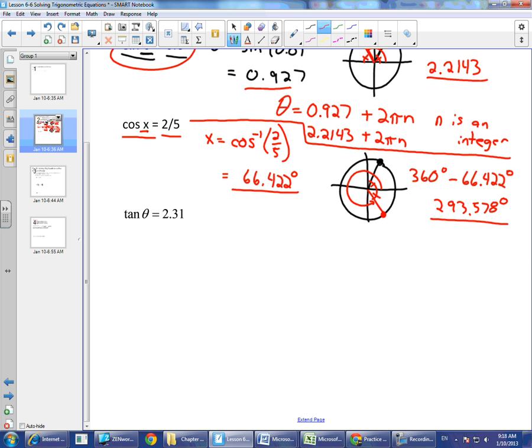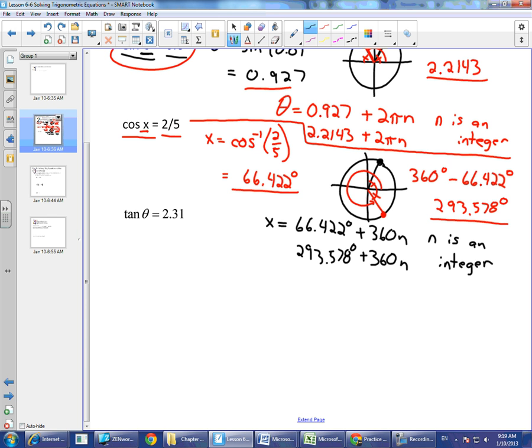But again, I want an expression that represents all possible solutions to this. So what I'm going to do is say x can equal 66.422, but instead of adding on 2 pi, if I'm working in degrees, to get more solutions I can add on 360. So I'm going to add on 360n. And I'm going to take the 293.578 and add on 360n to get more solutions to this. And again, this is where n is an integer, like that.